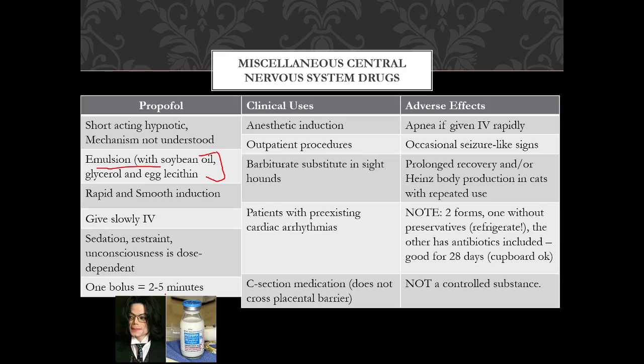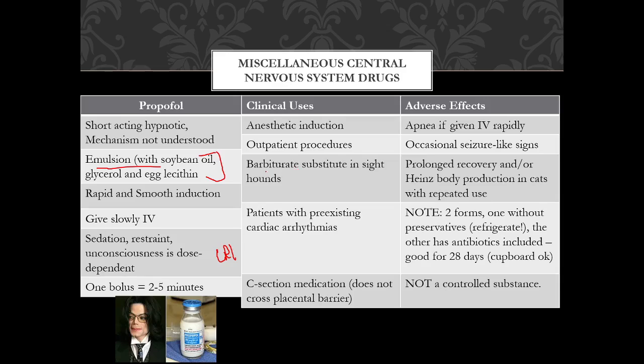This is the drug that killed Michael Jackson. This drug was put into an IV bag and dripped at a certain rate. The doctor who did it calculated it wrong, so he killed Michael Jackson. So we use it for anesthetic induction. This is why it's important to know your CRI. CRI math is important. So anesthetic induction, outpatient procedures, because they can go down and wake up pretty quickly.